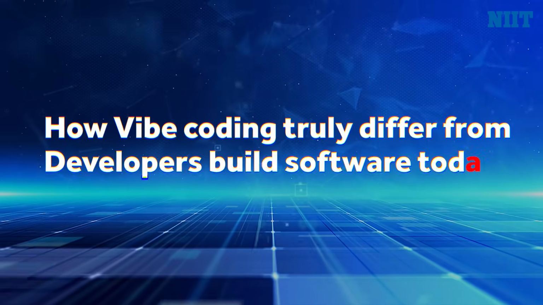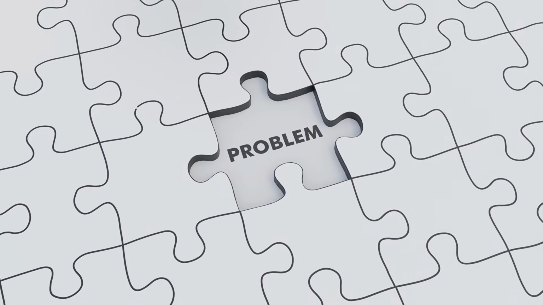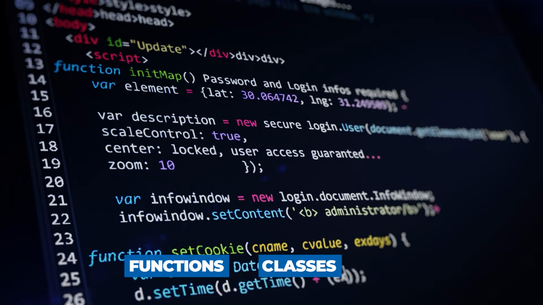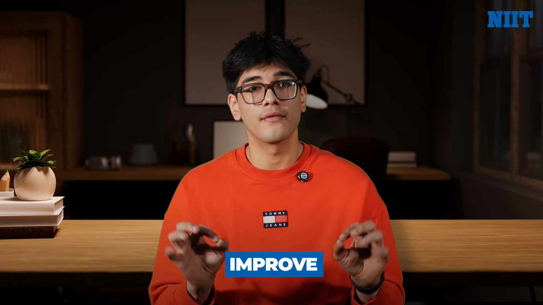Now let's talk about how vibe coding truly differs from how developers build software today. Traditional development is about precision. You break a big problem into smaller problems and you architect your project carefully. You write functions, classes, and logic step by step. You debug, you refactor, you improve, and you take full ownership of the code base.